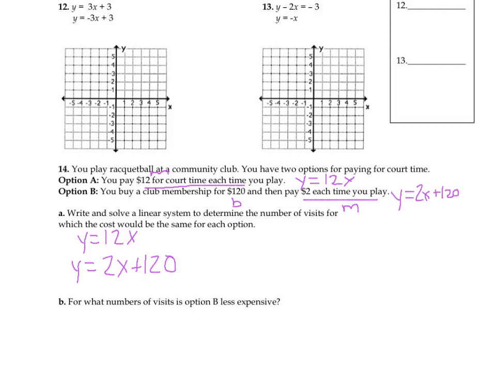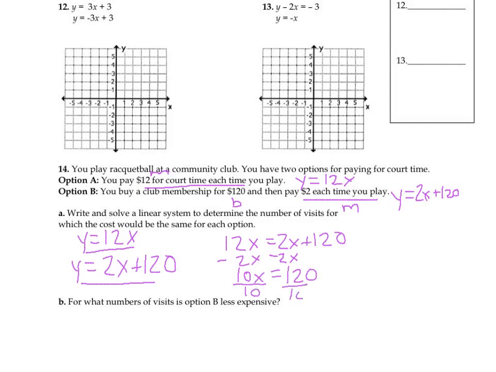So to do that, we can just substitute y equals 12x into y equals 2x plus 120, and get 12x equals 2x plus 120. To solve for x, we would subtract 2x from both sides, and we get 10x equals 120. We will then divide by 10 on both sides, and we get x equals 12. So we have 12 visits, because x represents the number of visits.